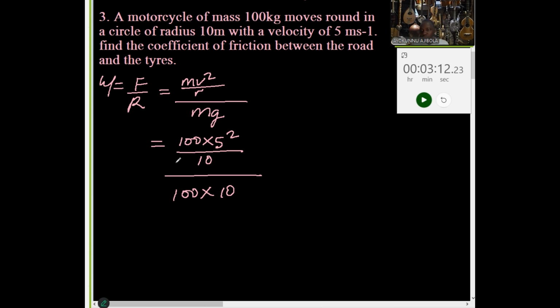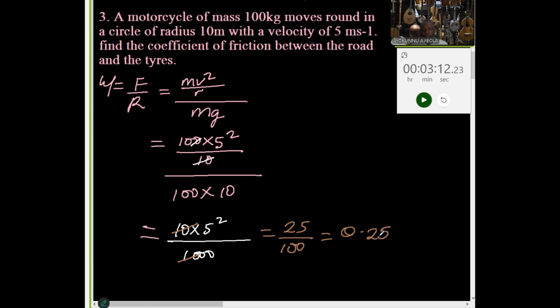Okay, so here now, we have this to be 100 times, okay, 10 can cancel out here. Then we have at the top 10 times 5 square all over 1000. Then 10 can also cancel here. So we have 25 over 100. And this would be 0.25.